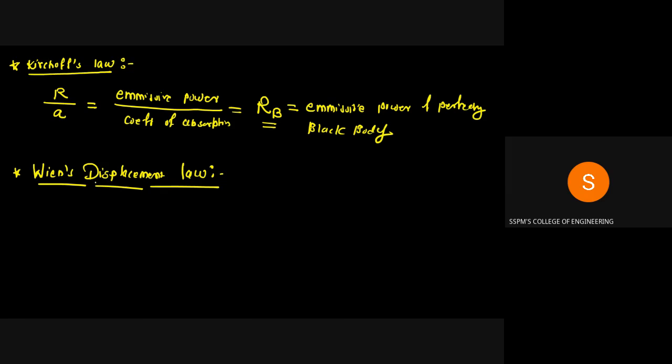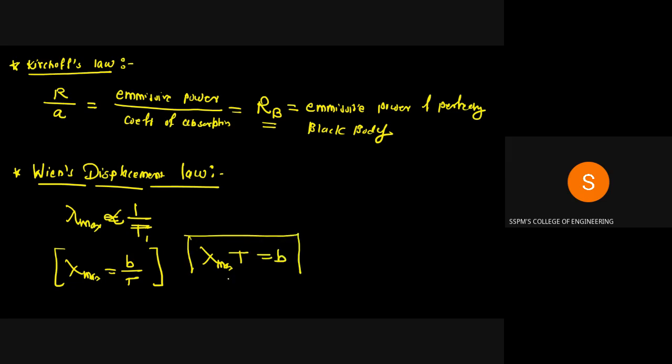So Wien's displacement law: the wavelength for which the emissive power of a perfectly black body is a maximum is inversely proportional to the temperature. So lambda max is inversely proportional to the temperature, and lambda max is equal to B upon T, or lambda max into T is equal to B. This is called Wien's displacement law.